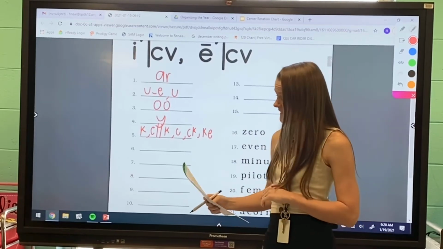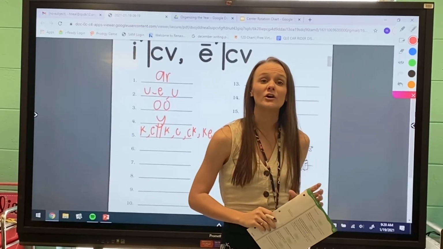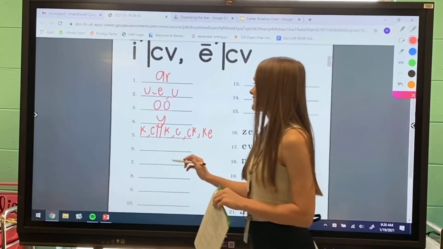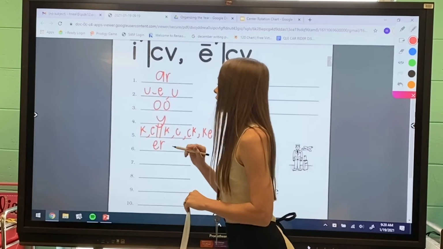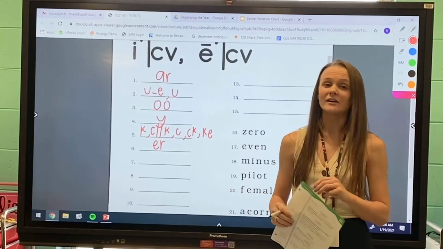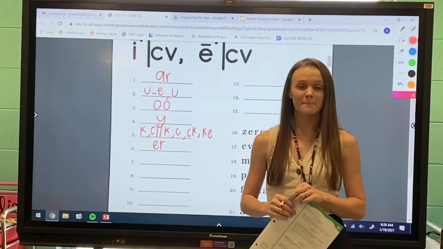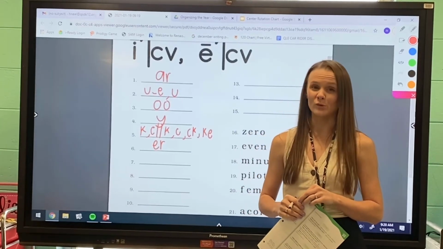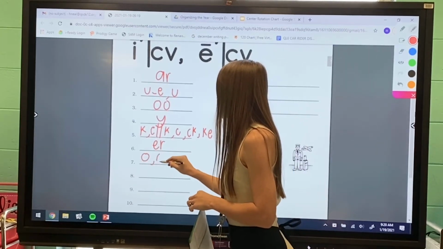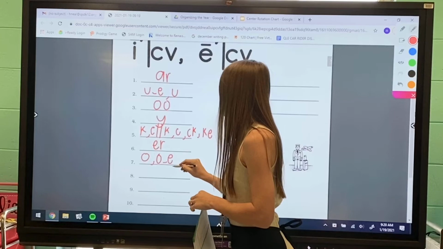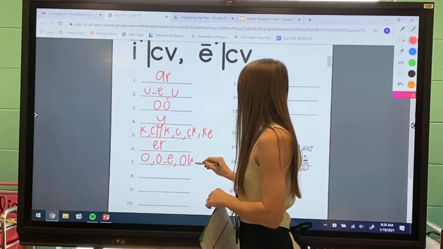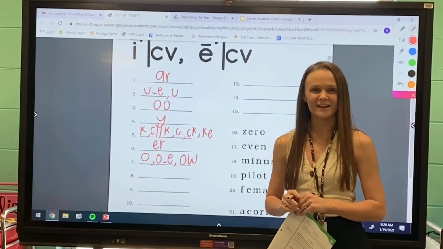For number 6, our letter sound is... This is the sound that the team ER makes. For number 7, our letter sound is O. Letter O can make the O sound. O, consonant, sneaky E can make the O sound. And O-W can also make the O sound.